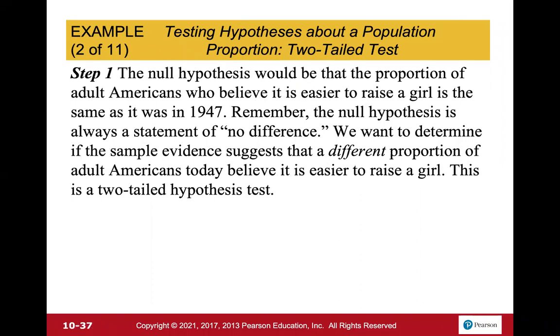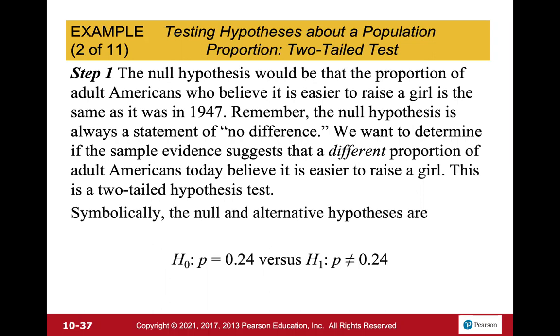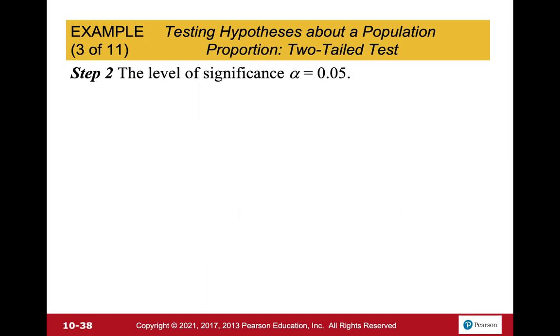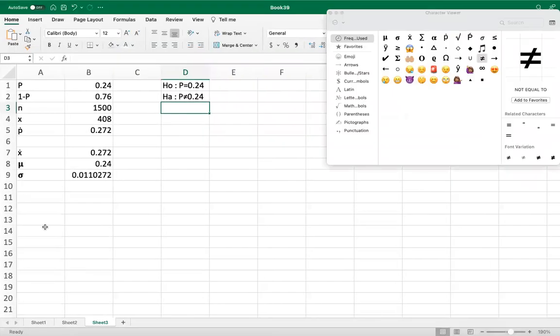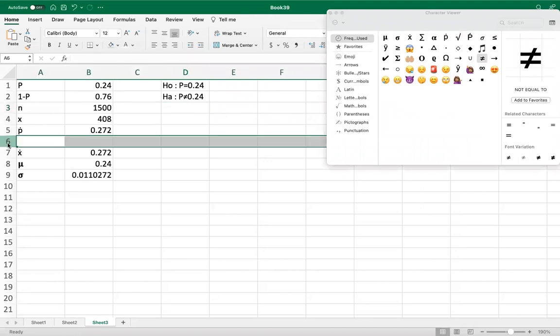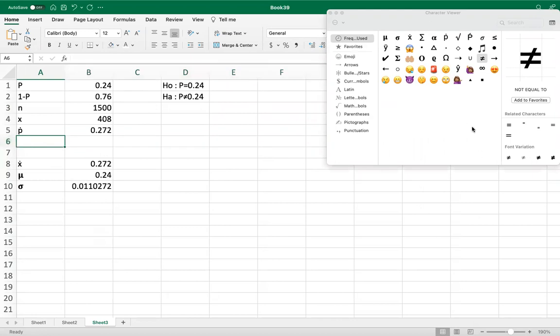So step one, the null hypothesis will be that the proportion of adult Americans who believe that it is easier to raise a girl is the same as it was in 1947. Remember, the null hypothesis is always a statement of no difference. We want to determine whether the sample evidence suggests that a different proportion of adult Americans today believe it is easier to raise a girl. So this is a two-tail hypothesis test. And now with this, they stated the significance at alpha equaling 0.01. So let's just do this here.